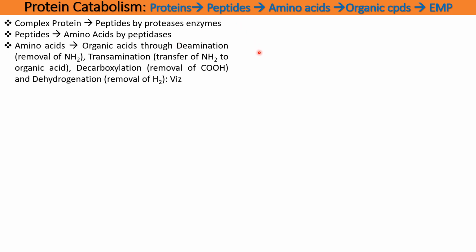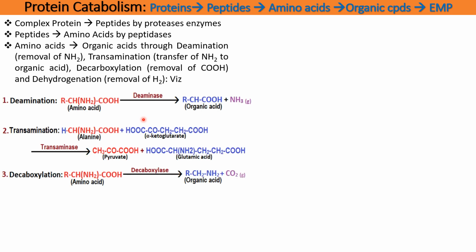Subsequently the amino acids are converted into various organic acids through several types of reactions such as deamination, removal of the amino group, transamination, transfer of the amino group to an organic acid, decarboxylation, removal of the COOH group in the amino acid, or dehydrogenation, which is removal of hydrogen. For example, this is an example of deamination. We have an amino acid being acted upon by the aminase enzyme to remove the amino group, leading to liberation of ammonia and formation of an organic acid that can join the EMP pathway.